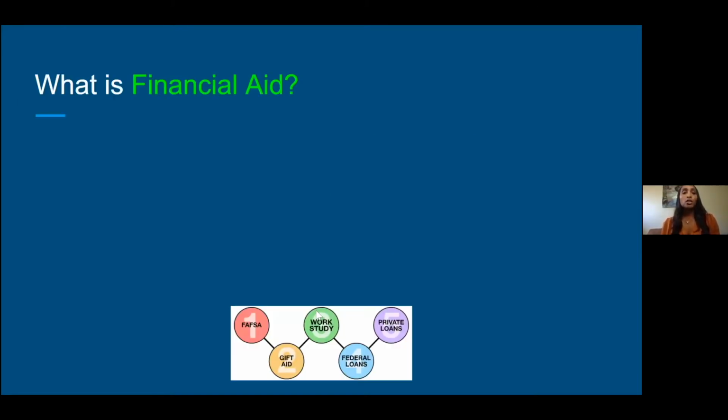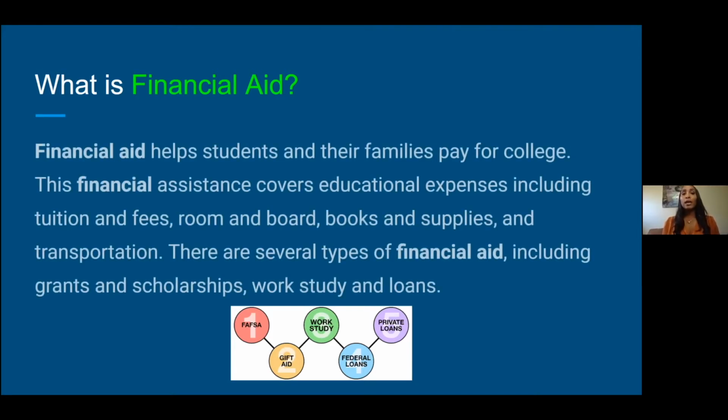All right, so let's talk about what is financial aid. We have a variety of financial aid that you will be exposed to when you are applying for college. So financial aid helps students and their families pay for college. This aid covers your educational expenses, including tuition and fees, right? Room and board, books and supplies, and your transportation. There are several types of financial aid, and this includes grants and scholarships, work study, and loans. So we're going to talk about a little bit of this and so much more today.